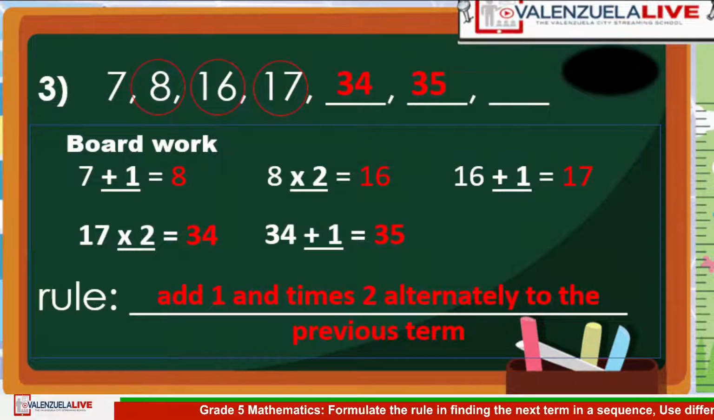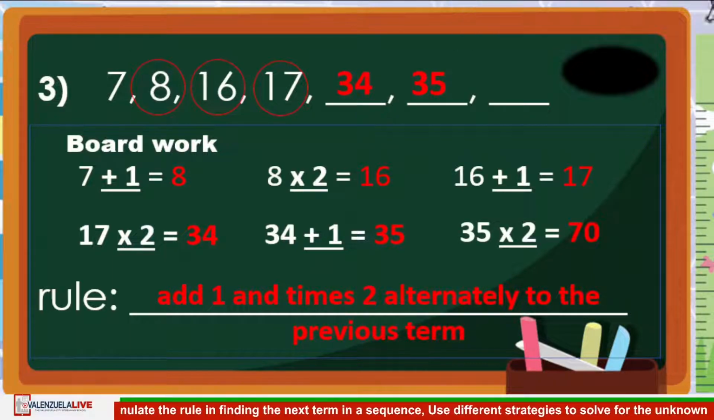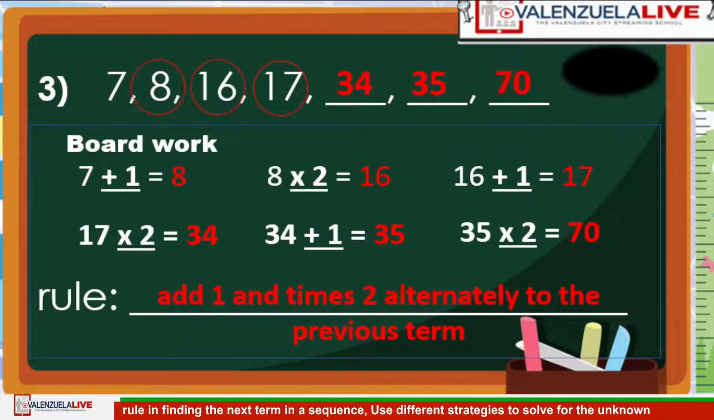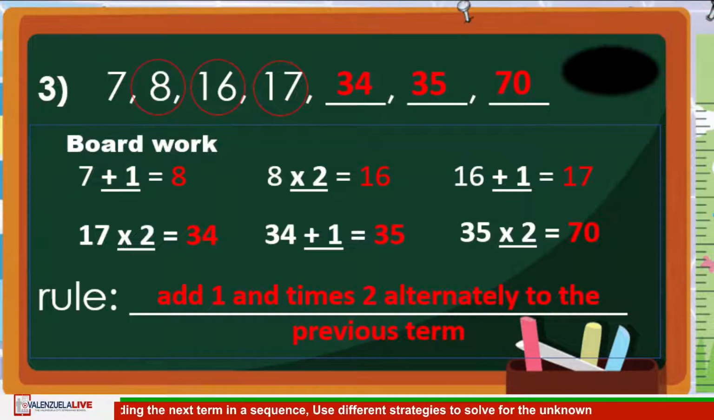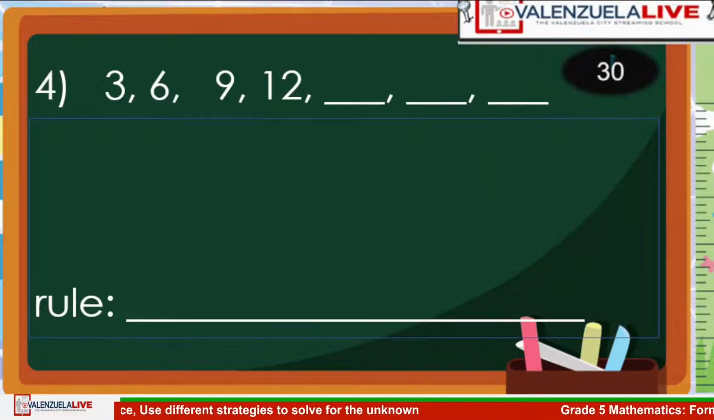For our last term, using our rule, very good. All you need to do is multiply 35 times 2. That gives you 70. Did you get the correct answer? That's great. All right. So we have another number. Let's go to number 4. We have 3, 6, 9, 12. Find the next 3 terms. 30 seconds.